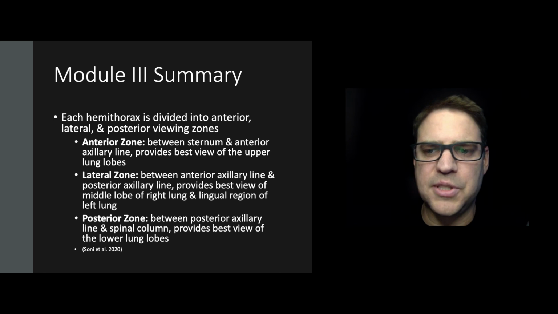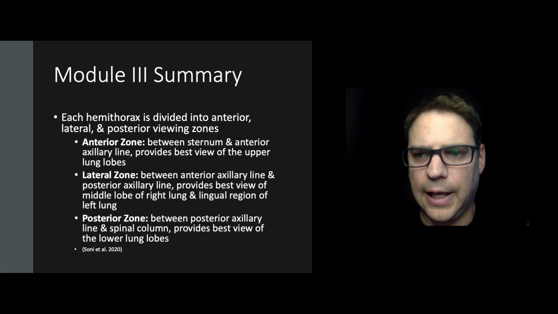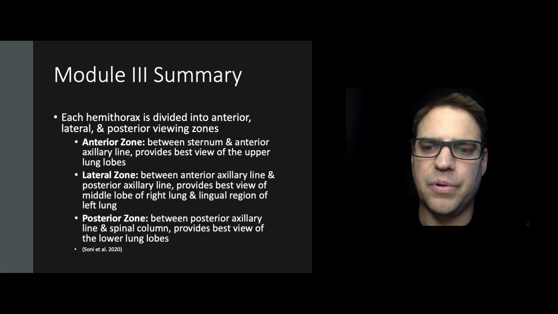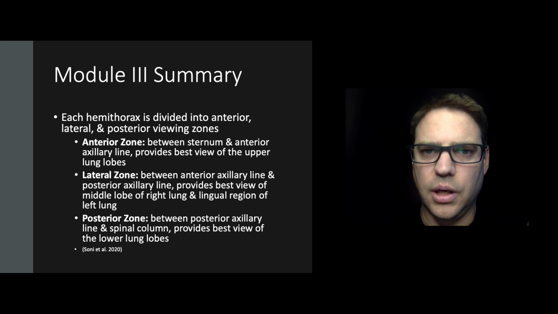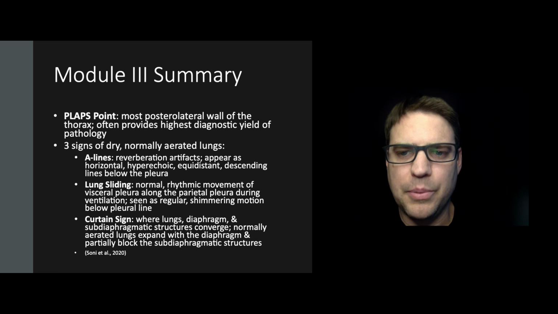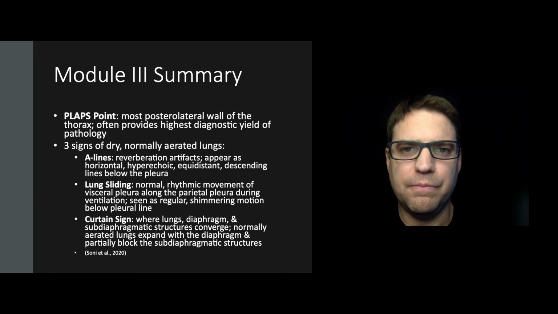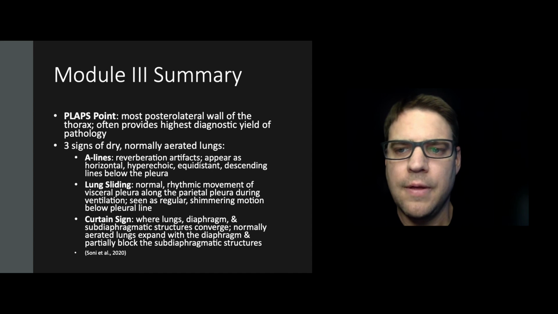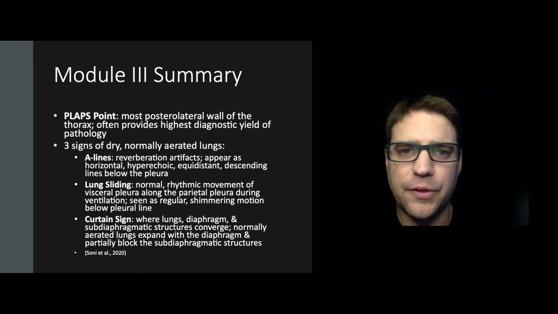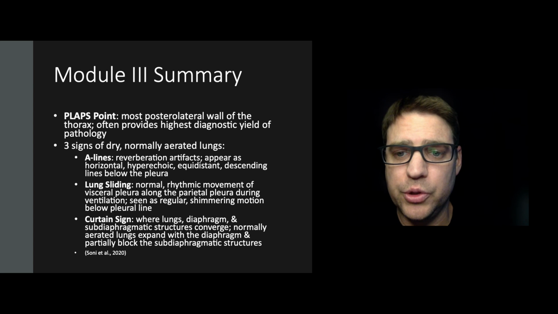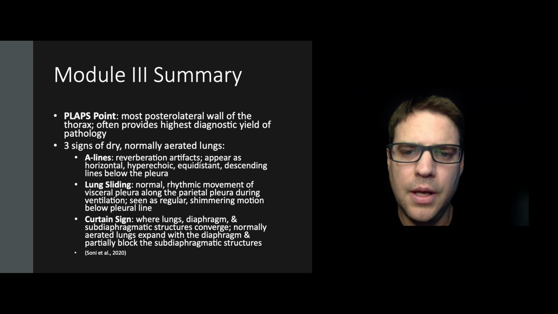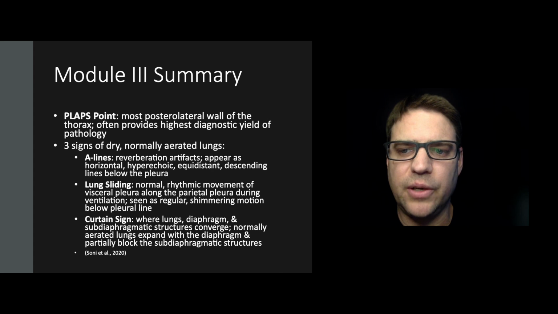The posterior zone is situated between the posterior axillary line and the spinal column, and provides the best view of the lower lung lobes. The posterolateral alveolar pleural syndrome point, PLAPS point, is located along the most posterior lateral wall of the thorax, and is significant because it often provides the highest diagnostic yield for pathology, especially for pleural effusions and lung consolidation. The three signs of a dry, normally aerated set of lungs include A lines, lung sliding, and the curtain sign.